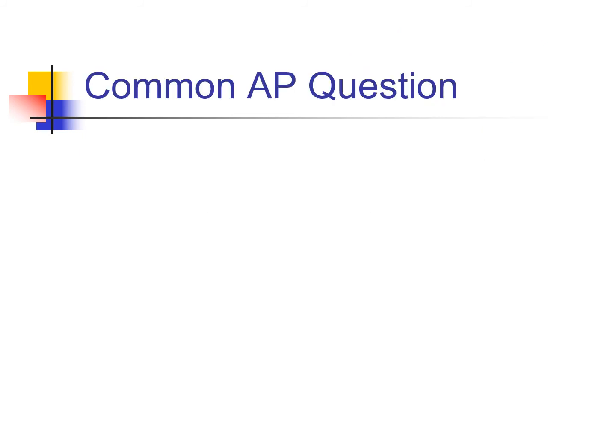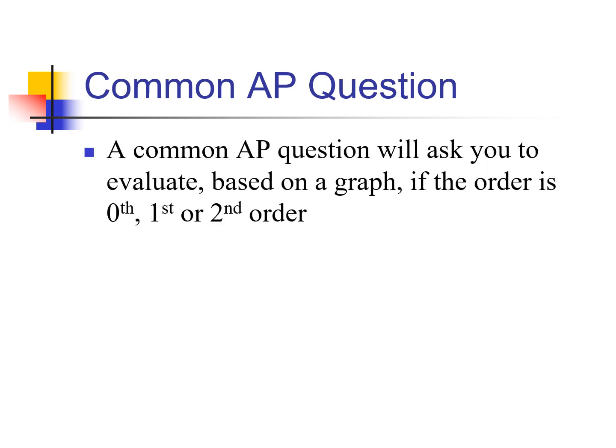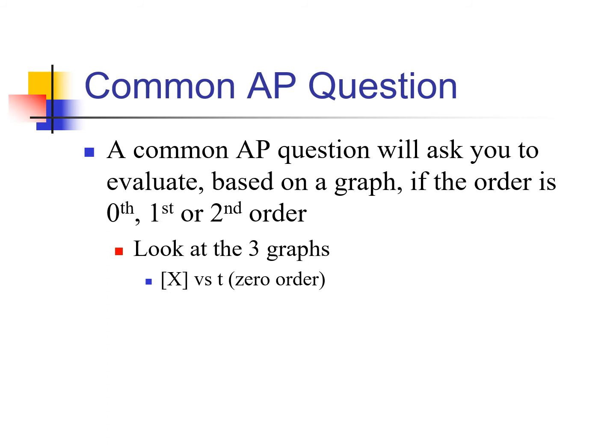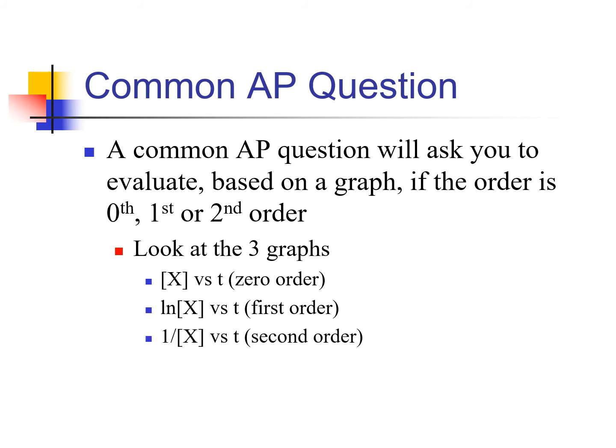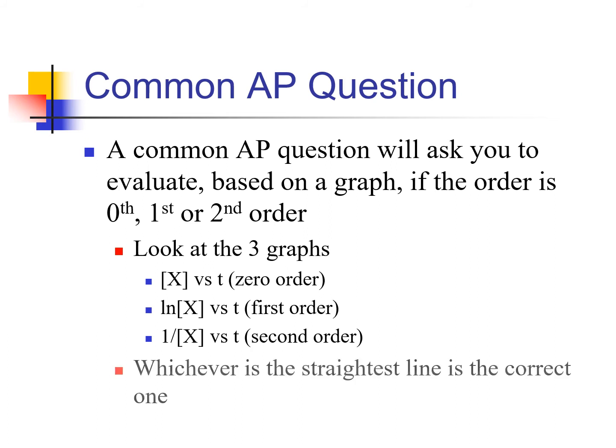Now, a very common AP question is it'll ask you to evaluate purely based on the graph if the order is first, zero, or second order. So again, you look at the three graphs. It would be zero order if just concentration versus time is straight. If the natural log of concentration versus time is straight, that's first order. And if the reciprocal of concentration versus time is straight, that makes it second order. Again, whichever gives the straightest line is the correct one.